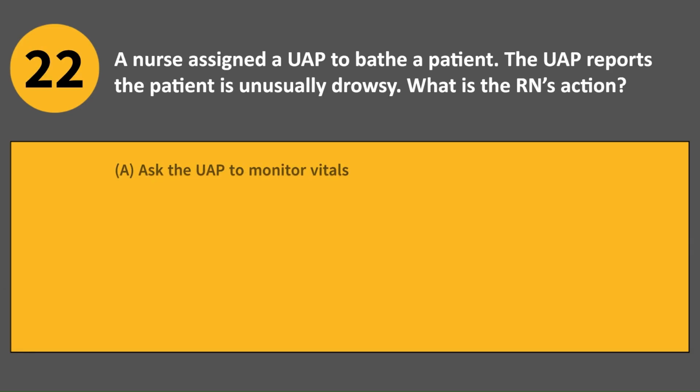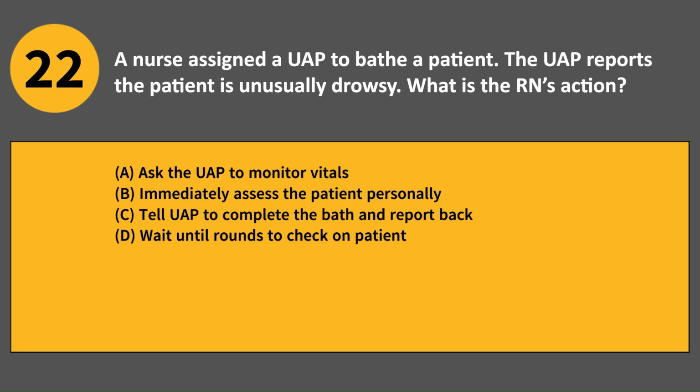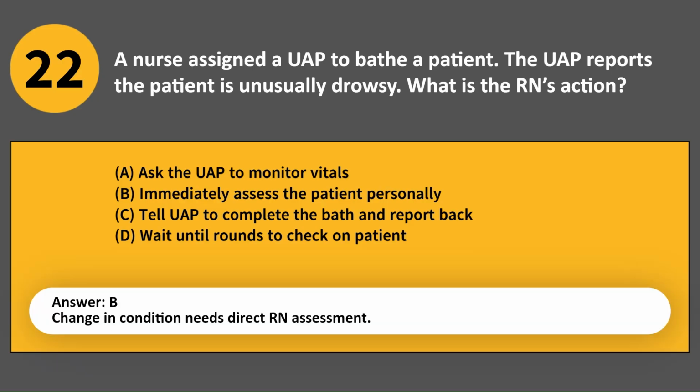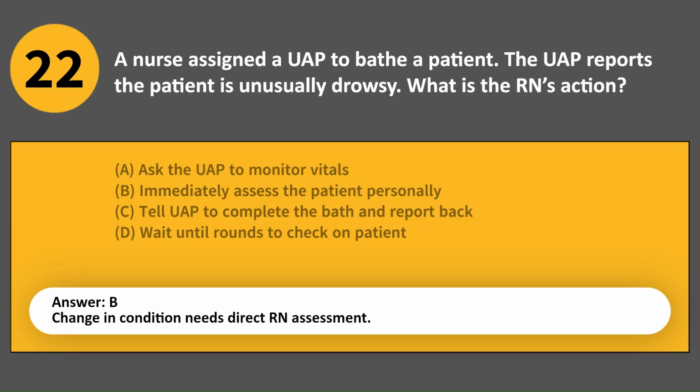A nurse assigned a UAP to bathe a patient. The UAP reports the patient is unusually drowsy. What is the RN's action? A. Ask the UAP to monitor vitals. B. Immediately assess the patient personally. C. Tell UAP to complete the bath and report back. D. Wait until rounds to check on patient. Answer: B. Change in condition needs direct RN assessment.